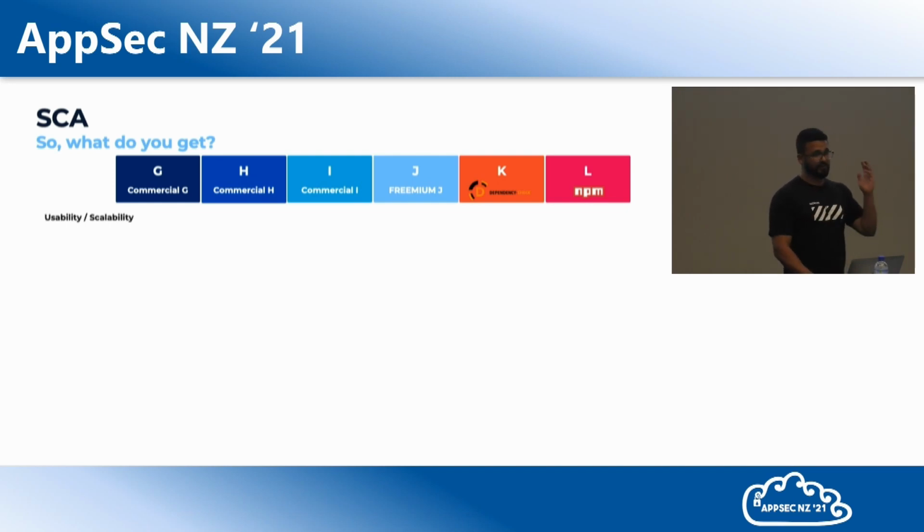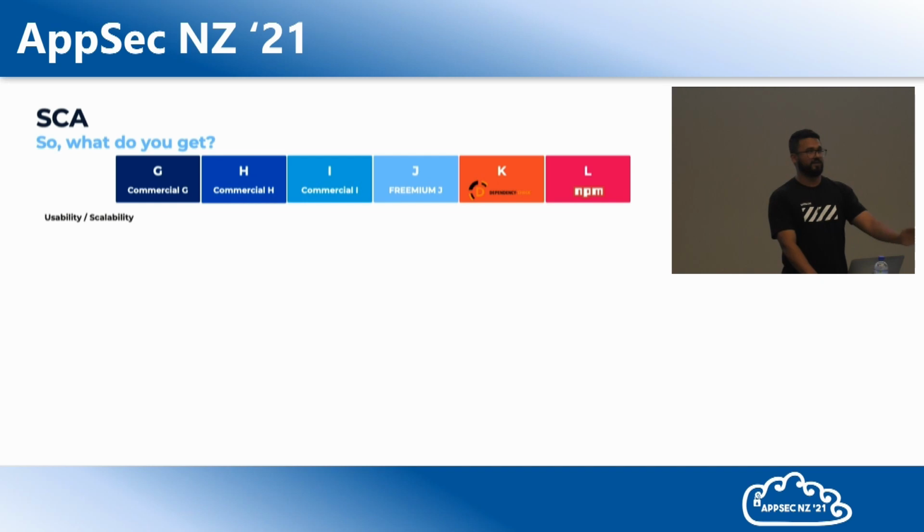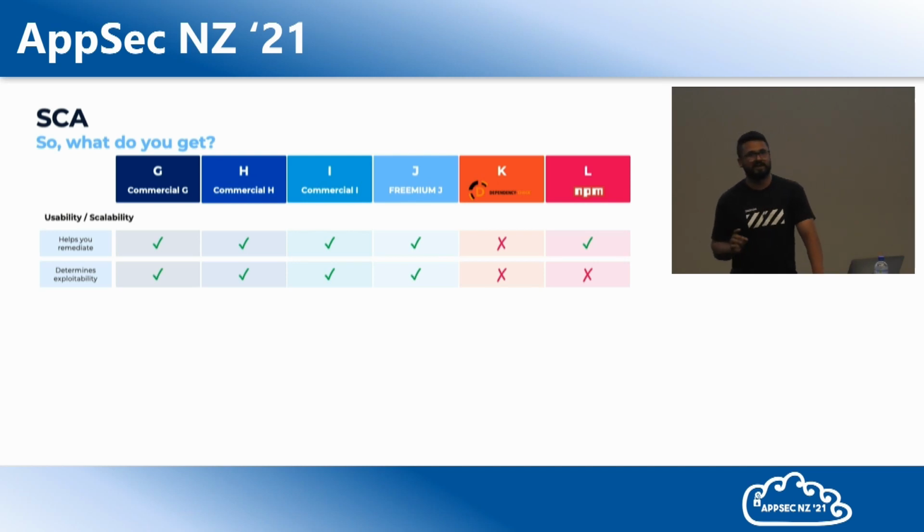And now into the usability, scalability, all of that type of stuff, really important if you are a big organization and you want to use these tools. We'll take a look at helps you remediate and exploitability. So these are the 2 things where I think SCA tools are heading. Most of the features in these areas at the moment are newly released, or they're kind of in beta or alpha testing mode, but they will get better over the years.